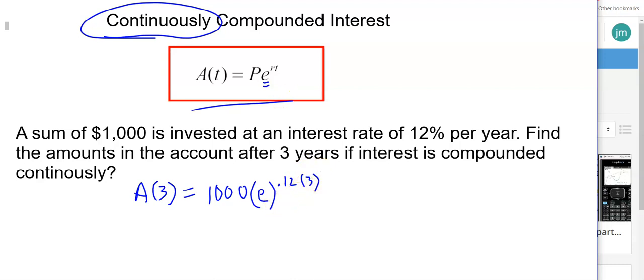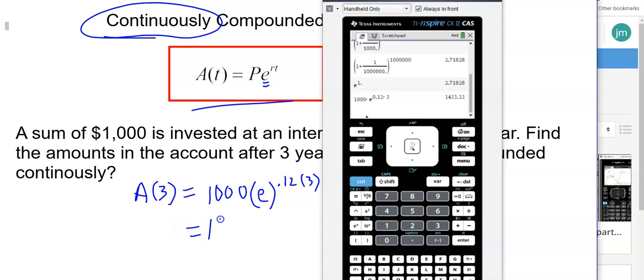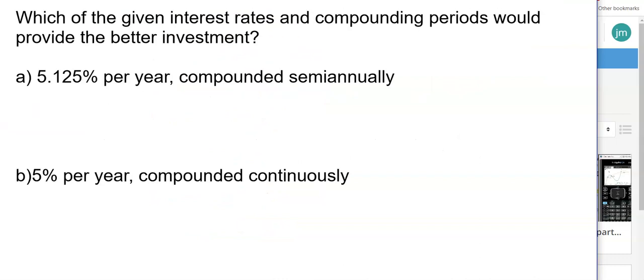So then you just get your calculator out, and you go, let's see, so 1,000 times e to the power of 0.12 times 3, which is 1433. And part of the reason you're getting so much money right there is your interest rate is 12%, which is pretty crazy. So that's the formula that you need for compounding.